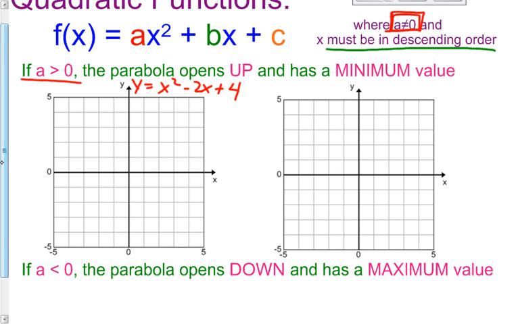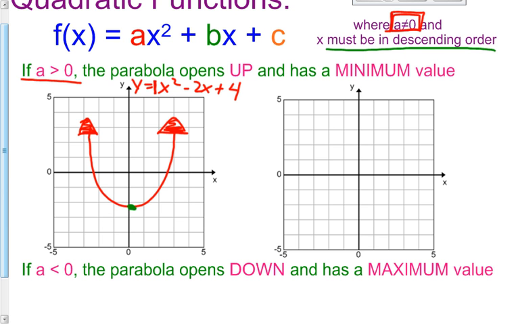But just for example, we know that my a value is a positive 1. It's the number in front of x squared. So this would open up. Parabolas are U-shaped. So this U shape would open up. My two arrows are going upward. And it has a minimum value. That means that I have a point that is at its absolute lowest. Minimum means low, a lowest point.